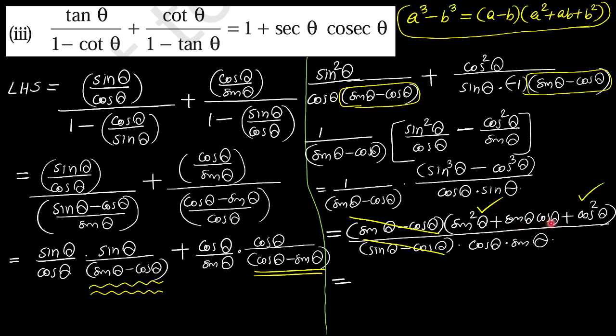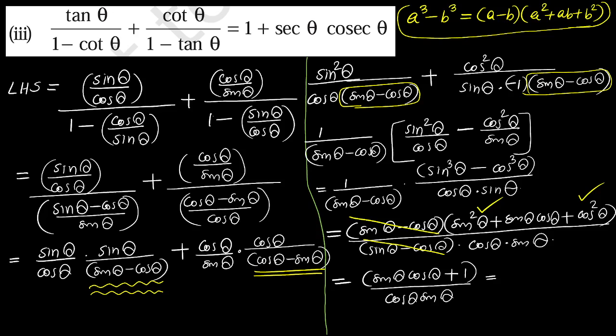Here there is sine theta cos theta. Can you see that sine theta cos theta written first? What is sine square plus cos square? It is an identity. 1. Denominator is cos theta sine theta. Right? Cos theta sine theta.